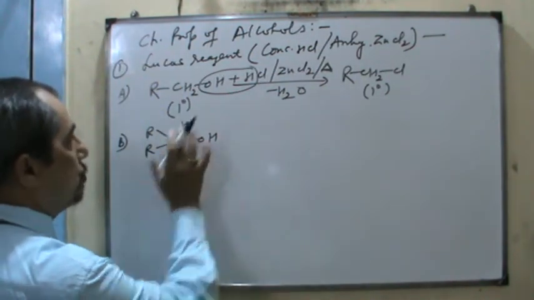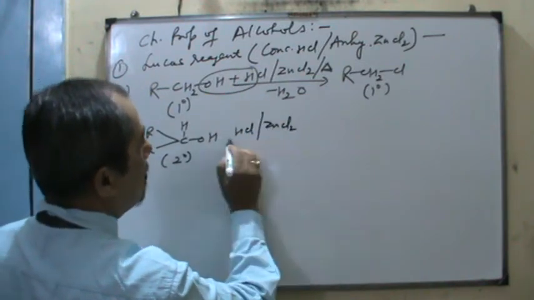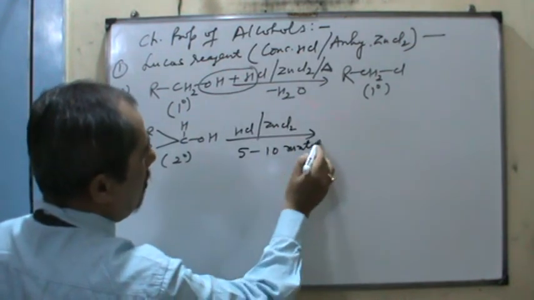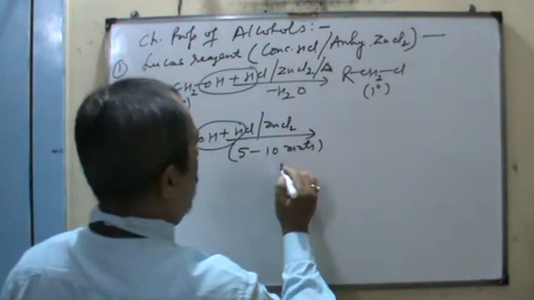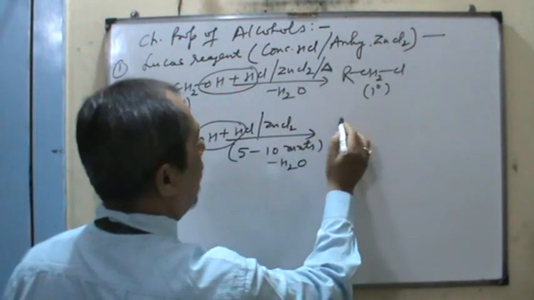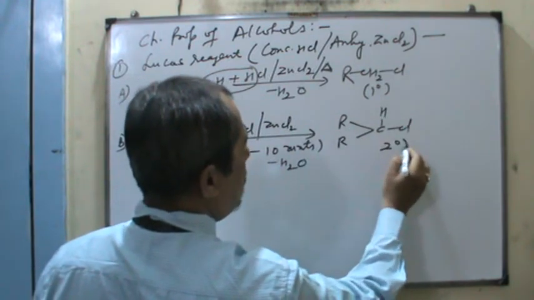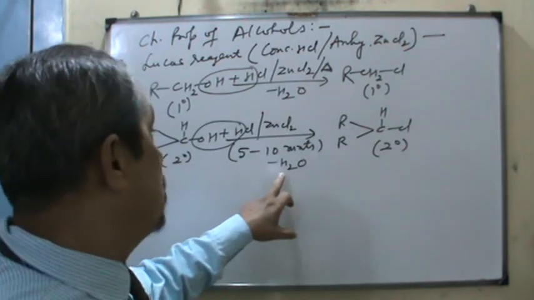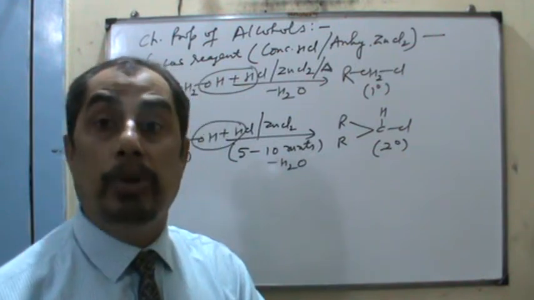Second is part B, the 2 degree alcohol, with HCl and anhydrous zinc chloride. The condition is 5 to 10 minutes. OH and H, water is lost, and then R2CHCl forms. Once again, turbidity is obtained with the 2 degree alcohol, but the time is very important. I have mentioned between 5 to 10 minutes, minimum 5 and maximum 10, without heating.